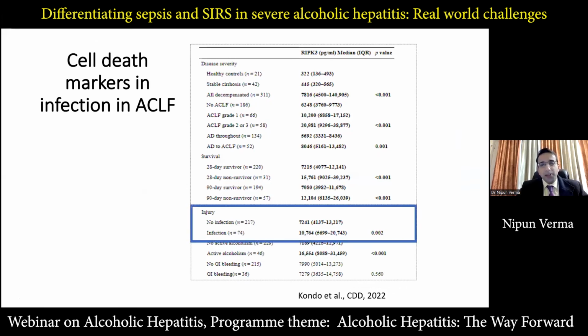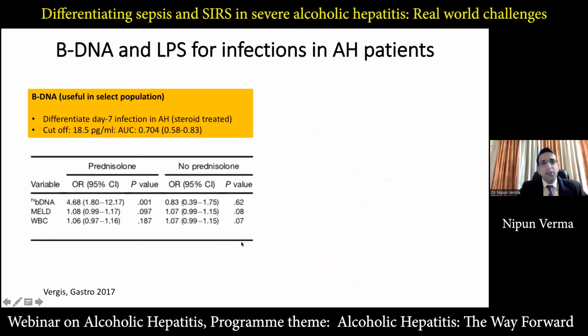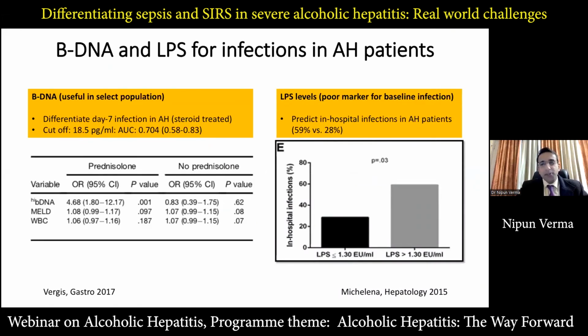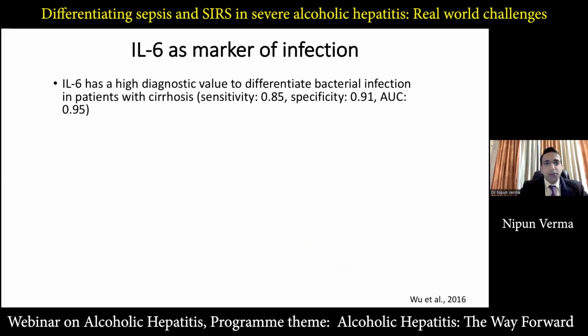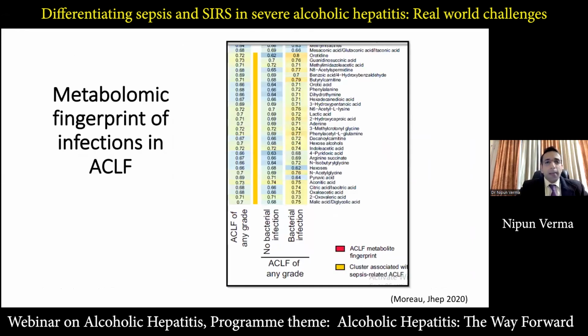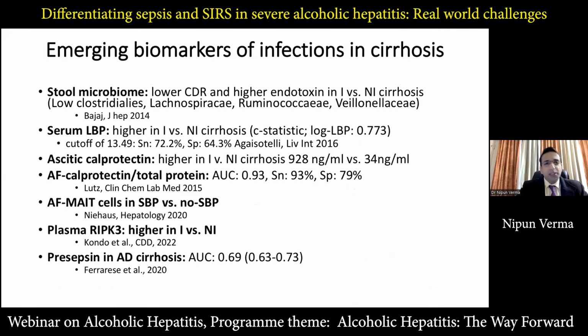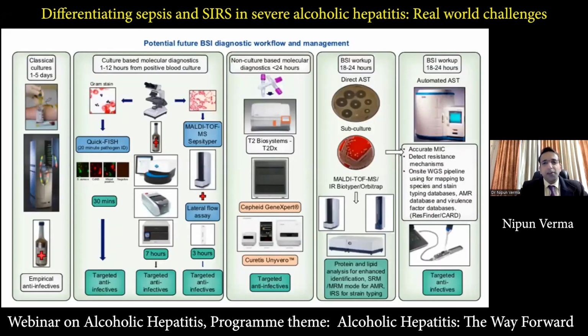The cell death biomarker RIPK3 can differentiate between infections and non-infections. Bacterial DNA can differentiate the onset of infections after steroid therapy. LPS levels can differentiate the presence of infection in hospital. MPO, the monocyte oxidative burst, can differentiate infections in cirrhosis. IL-6 can be used. Recently, metabolomics have been used. And there are different other biomarkers which still need validation. And different microbiological advances are under investigation.